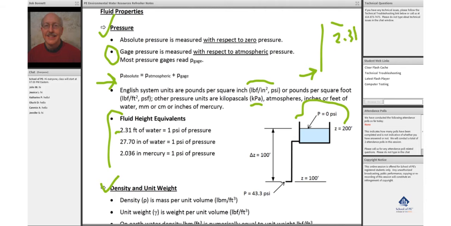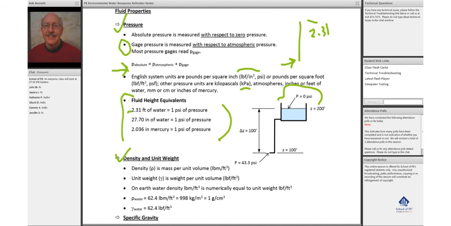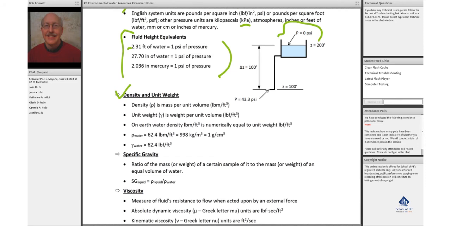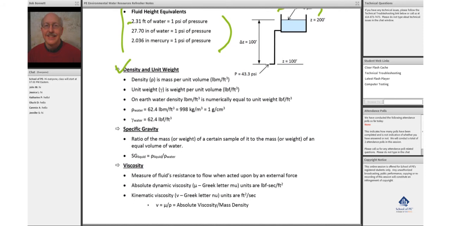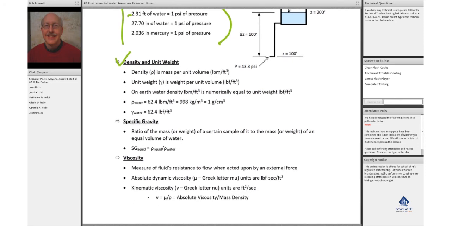So we can convert pressure in PSI to feet of water and back and forth using that important 2.31 feet of water per PSI. And we see some other various conversion factors also. So as we continue down this page, we see the next fluid property is density and unit weight. At the top of page 3, you can see that I've listed out the properties of water. That is on page 30 also of your PE handbook.